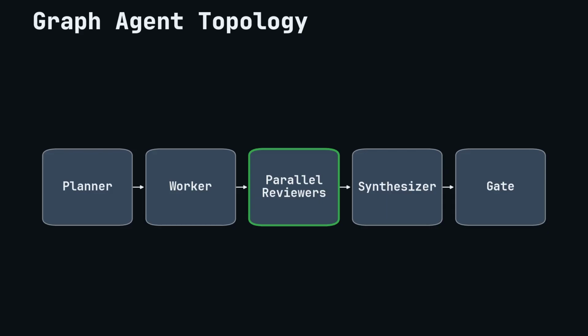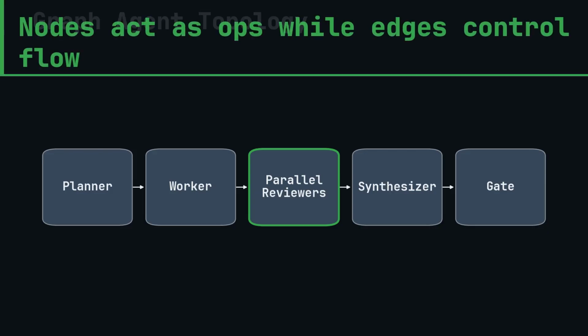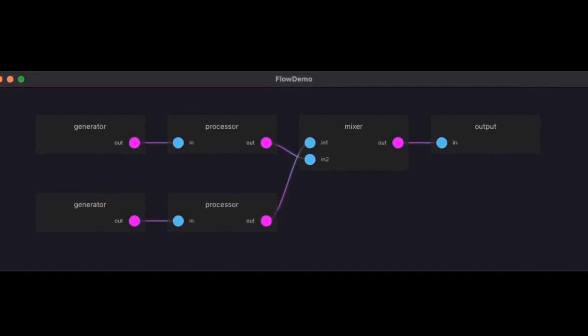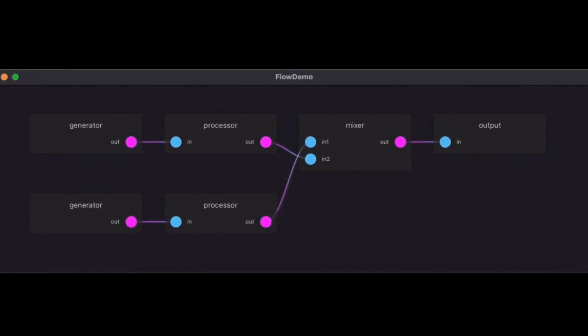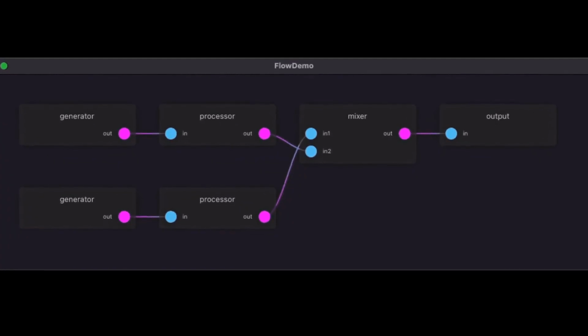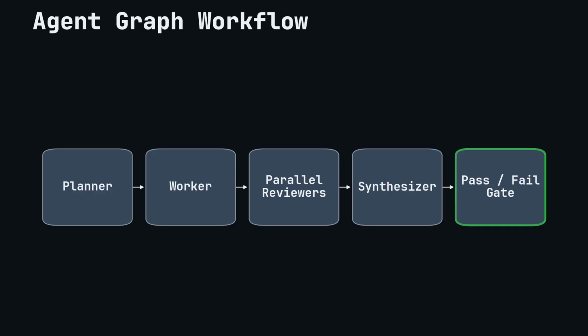It replaces the single while loop with a directed graph, where each node is a discrete operation and each edge is a conditional transition. The classic topology: a planner defines the task, a worker executes, several reviewer nodes run at once, and a synthesizer collects them before a pass-fail gate. The verifier becomes the bottleneck every state transition must pass.